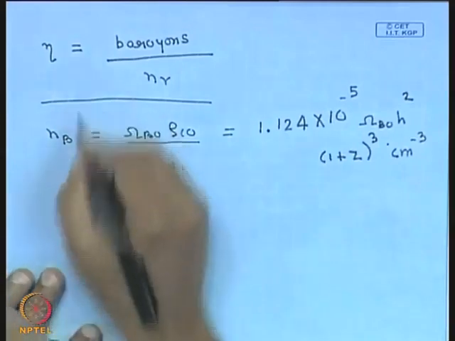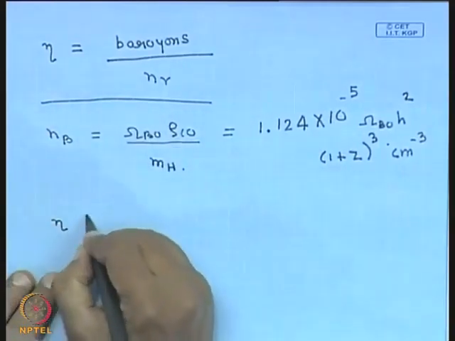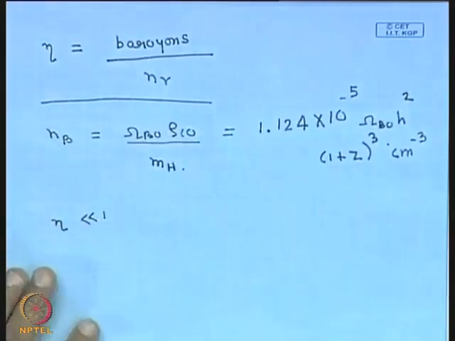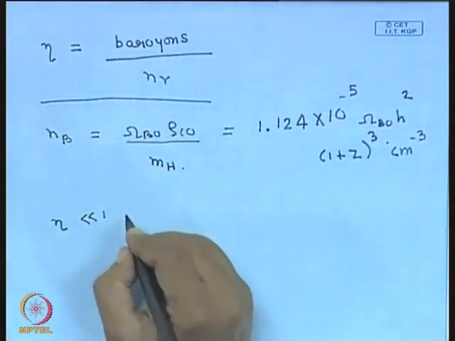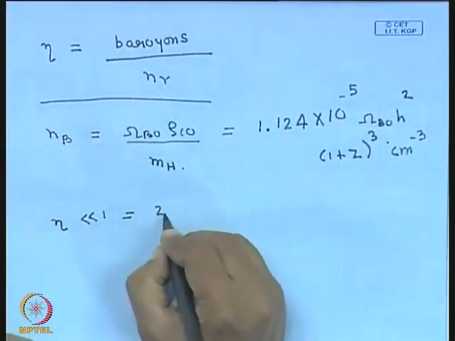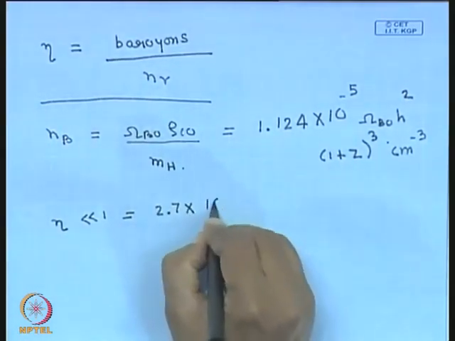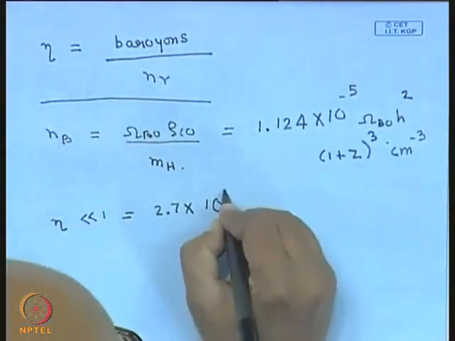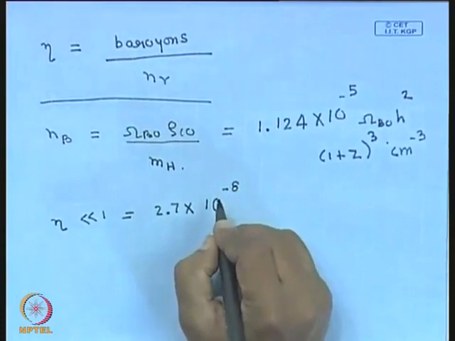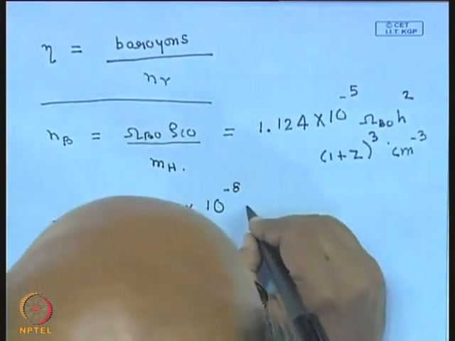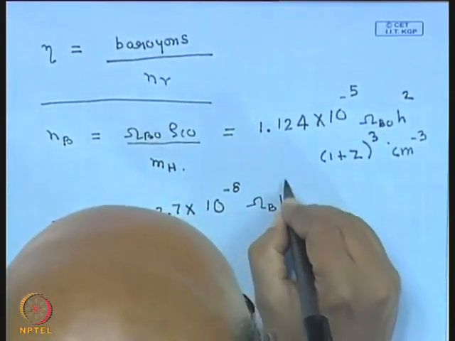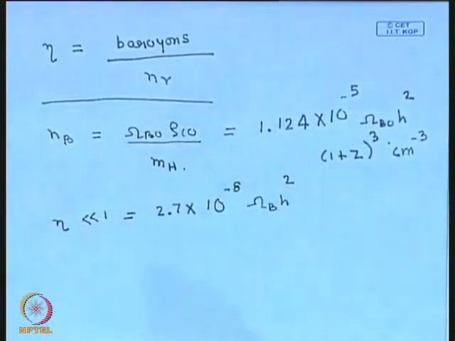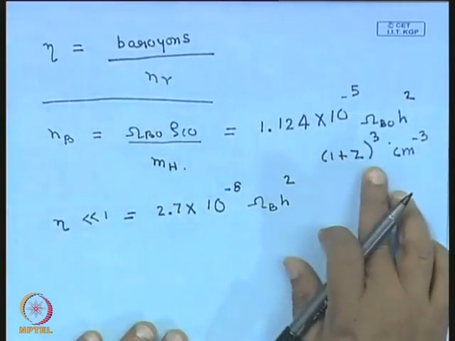So this ratio eta is extremely small, and it has a value of 2.7 times 10 to the power minus 8 Omega baryon h squared, which is independent of redshift, because both of them scale as (1 plus z) cubed.